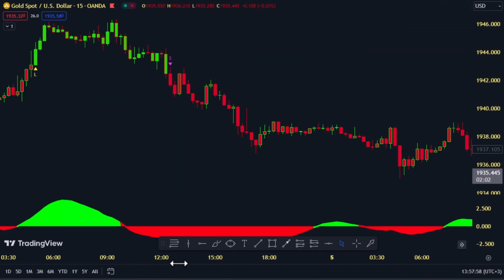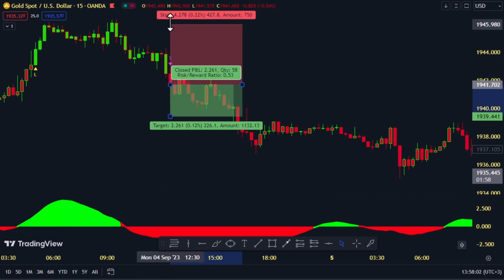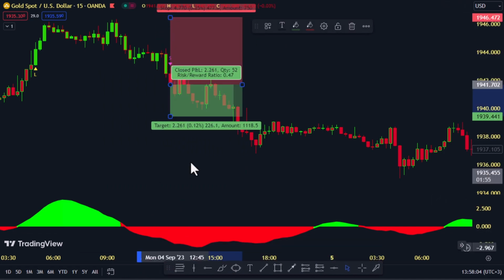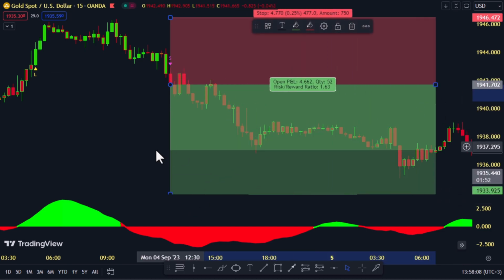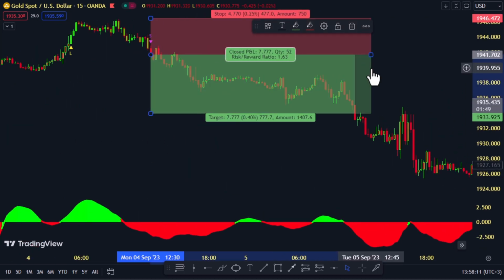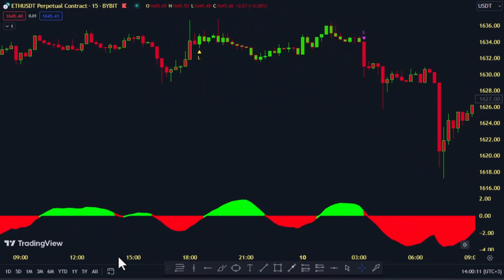Likewise, a sell signal is valid if the squeeze momentum area is red and below the zero line, when the S pops up. Let's look at some examples to see how the squeeze momentum helps filter out bad signals.